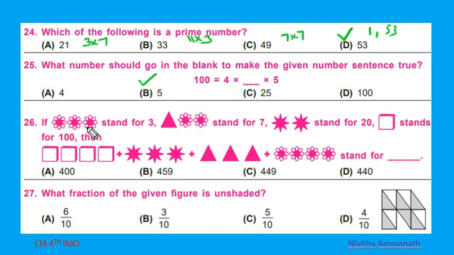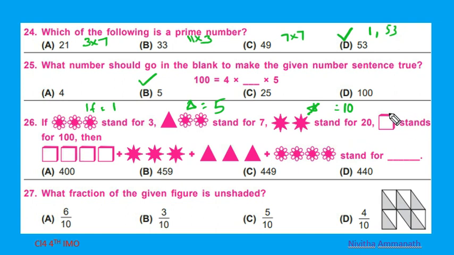Next one. If 3 flowers stands for 3, so 1 flower means 1. Then triangle plus 2 flowers equal to 7. So triangle means 2 flowers means 2. Then triangle means 7 minus 2, that is 5. Here star stands for 20. 2 stars stands for 20, that is 1 star equal to 10.